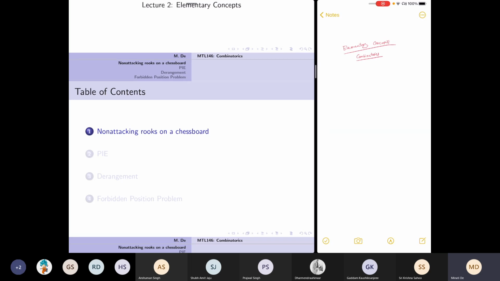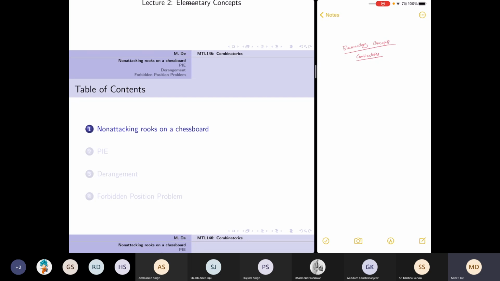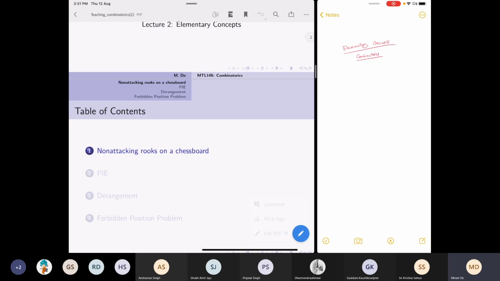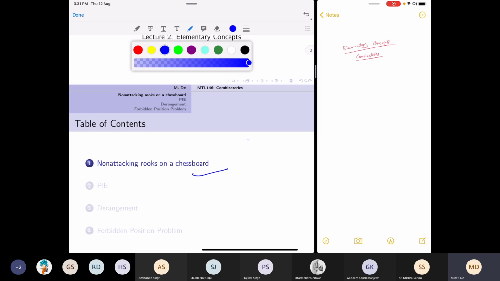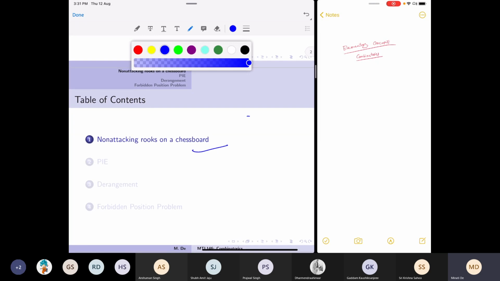So the first agenda is non-attacking rooks on a chessboard. Let me see if I can open the board. So the first topic is this one. After that, we'll start the main agenda, which is, I hope you know already, the principle of inclusion-exclusion. That we'll see in detail with derangements and some other problems which are applications of the principle of inclusion-exclusion, and the forbidden position problem. These are the main topics of discussion for today's lecture.